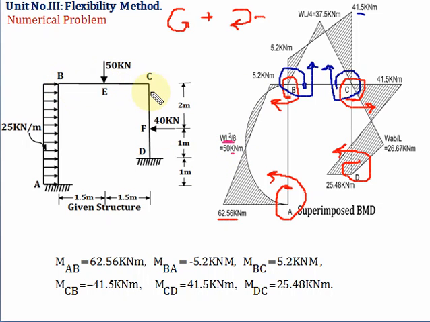Now in portion BC, there is a point load and that point load is acting at the center. So the value is WL by 4. The value of W is 50, L is 3. So 50 into 3 upon 4. So the value is 37.5.